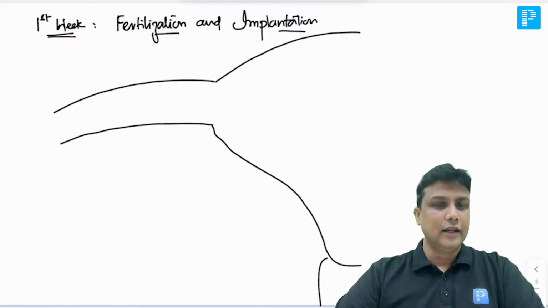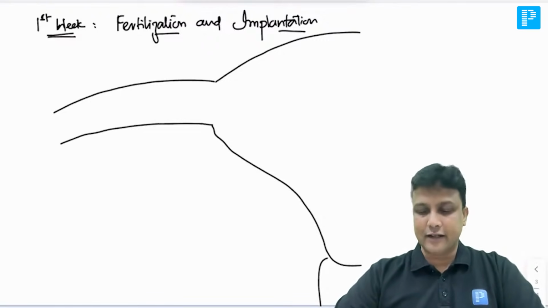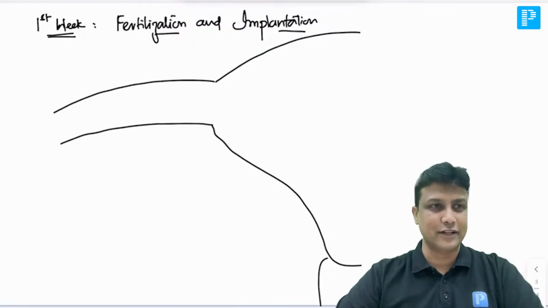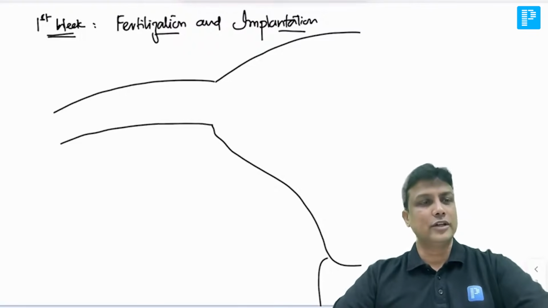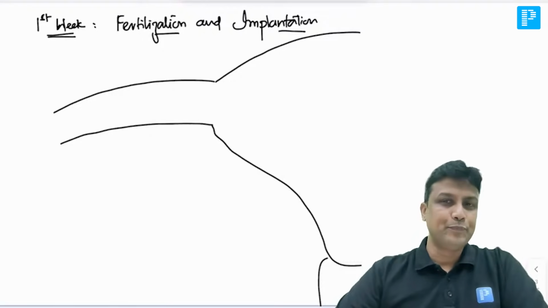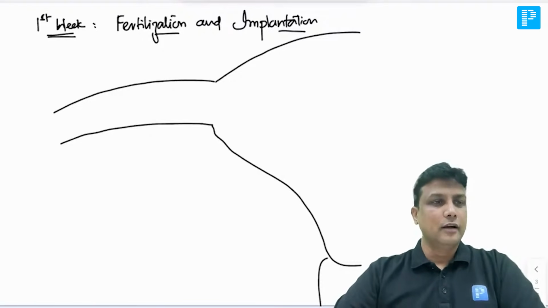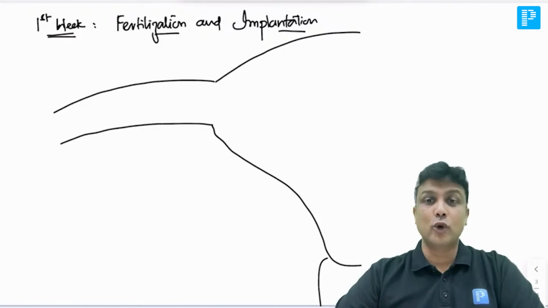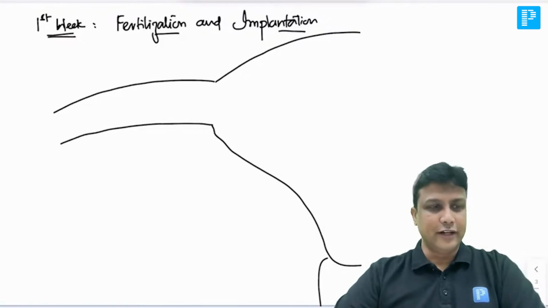Fine. Now the first thing is, can anyone tell me what is the duration of a normal, a regular menstrual cycle? A regular menstrual cycle will be for a span of how many days? 28 days. Yes, very good, Sangeeta. Exactly 28 days. Very good, Anish.